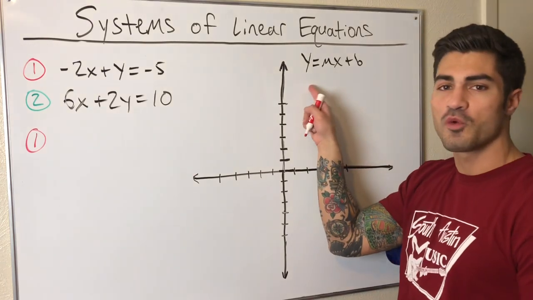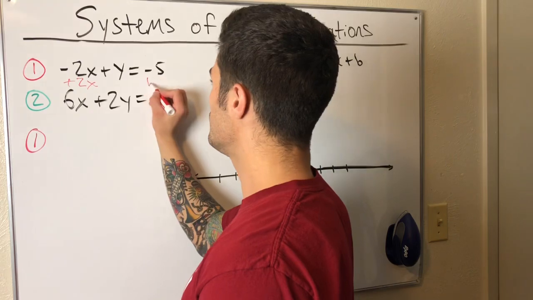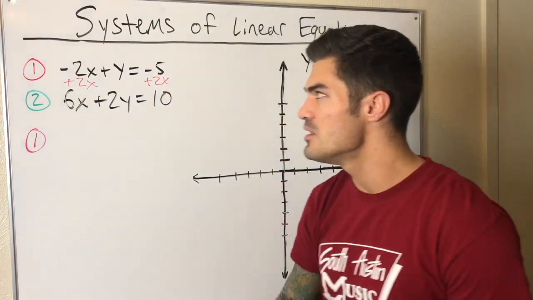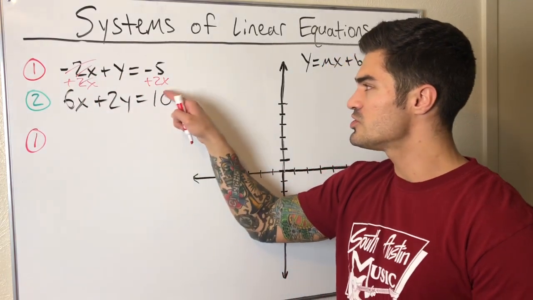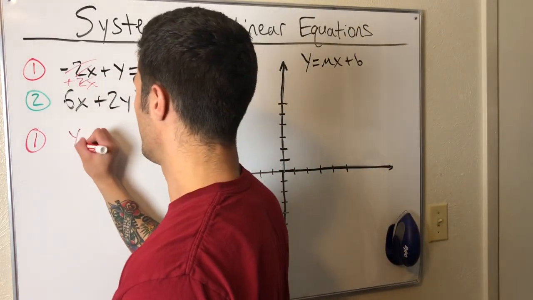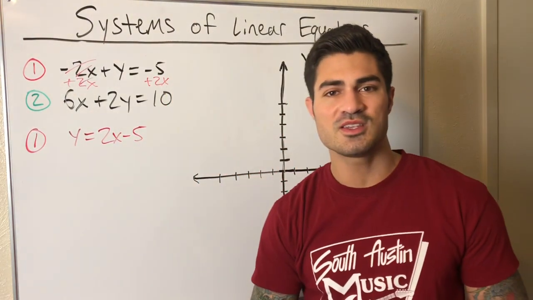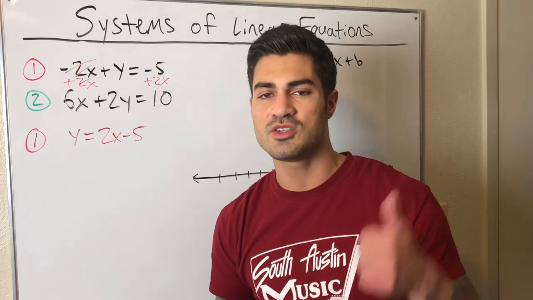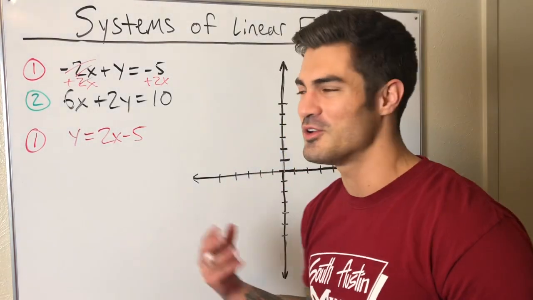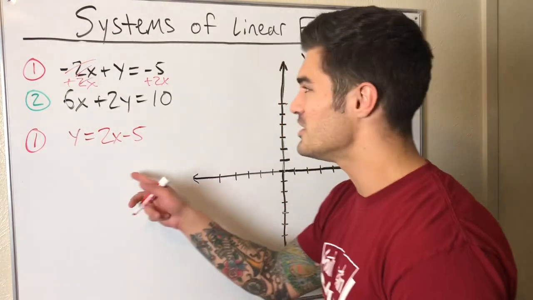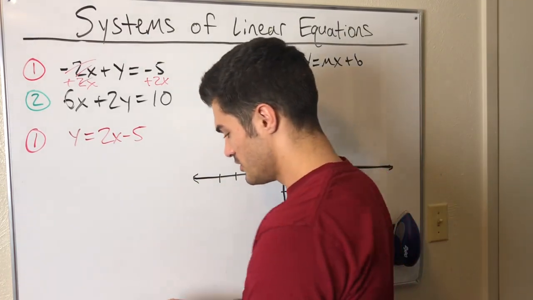So I'm basically solving for y, right? So I'm going to add 2x to both sides in this case, plus 2x, plus 2x. So I'm left with what? y equals 2x minus 5. y equals 2x minus 5. And again, you have to have a basic understanding of how to graph linear equations. So click up here if you don't, because that will make this video make a lot more sense if you already know how to graph these. So this is already solved in y equals mx plus b form, right? So now I can move on to equation 2.